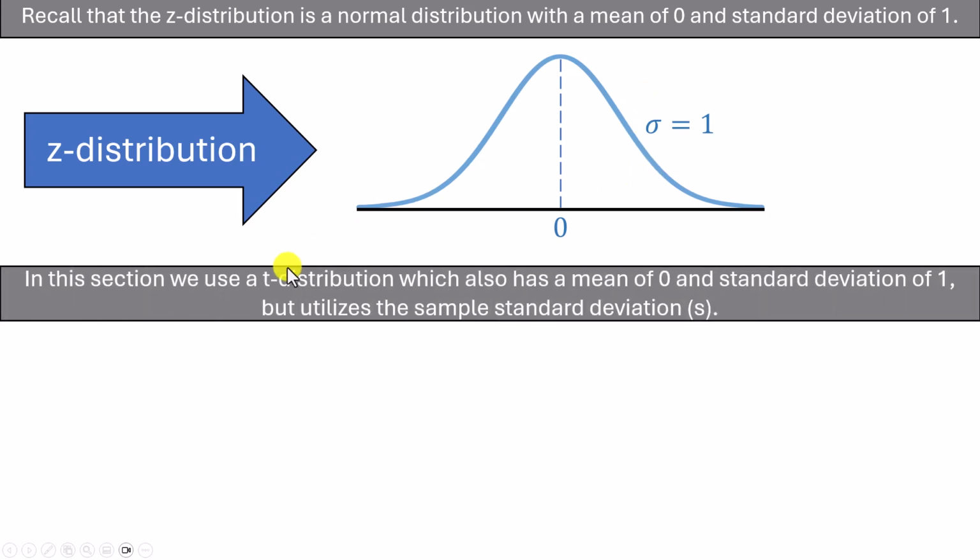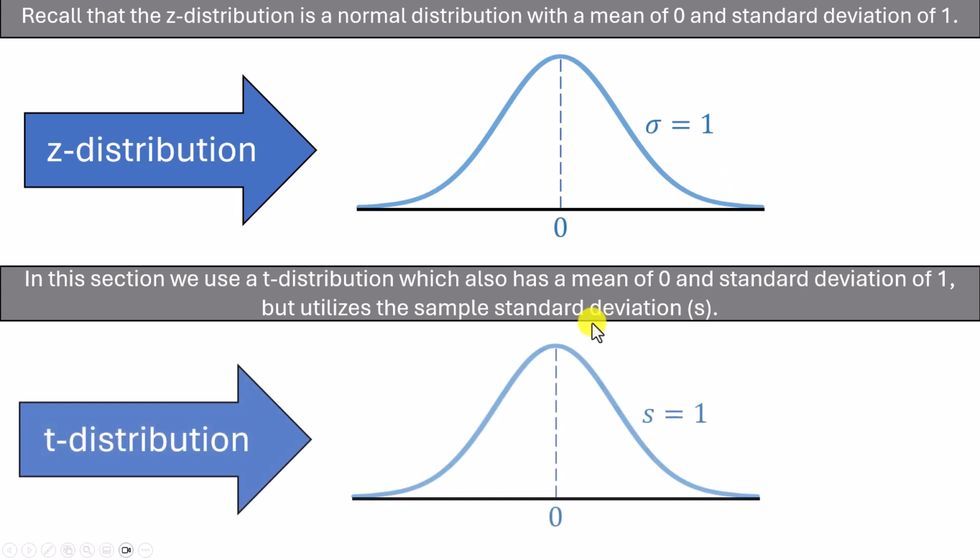In this section, we will use the t-distribution, which also has a mean of 0 and a standard deviation of 1. But instead of utilizing the population standard deviation, we will utilize the sample standard deviation. So the t-distribution will look very similar to the z-distribution. We'll just be using s rather than sigma. Since our confidence intervals are always going to be built based on information from a sample, it makes a lot more sense to use the sample standard deviation, meaning we will not be able to utilize the z-distribution, and instead we will be using the t-distribution.